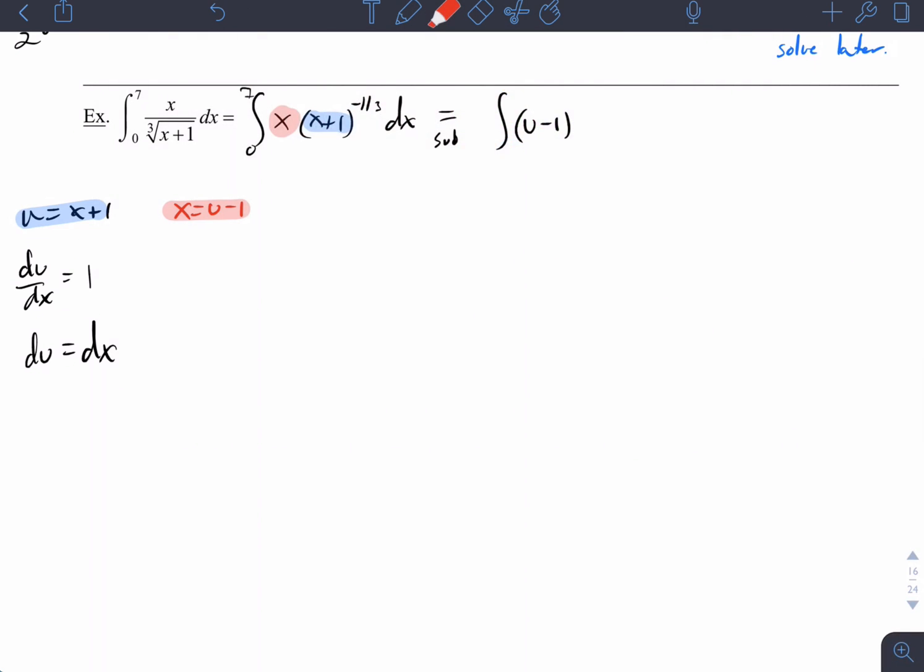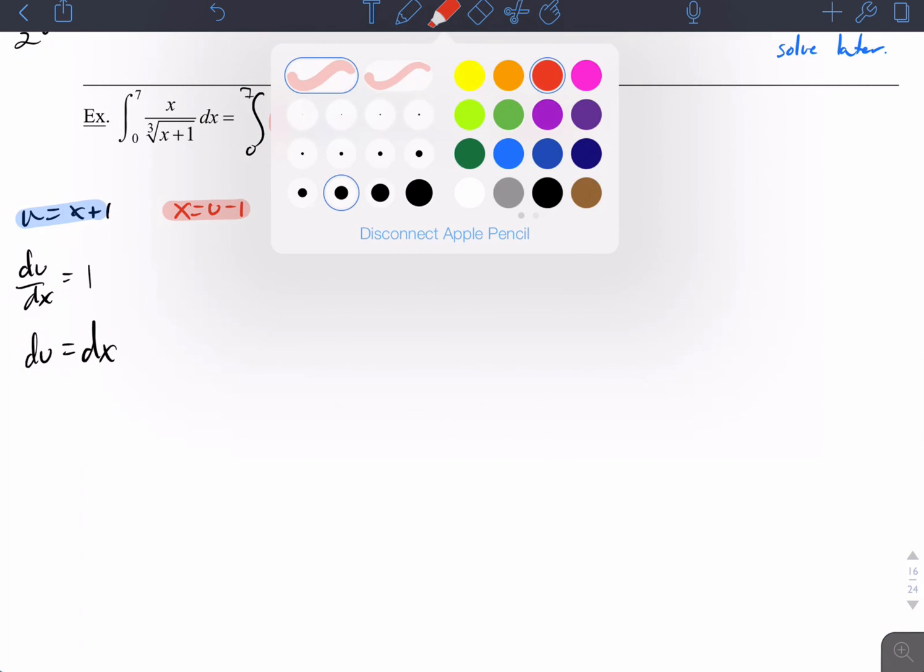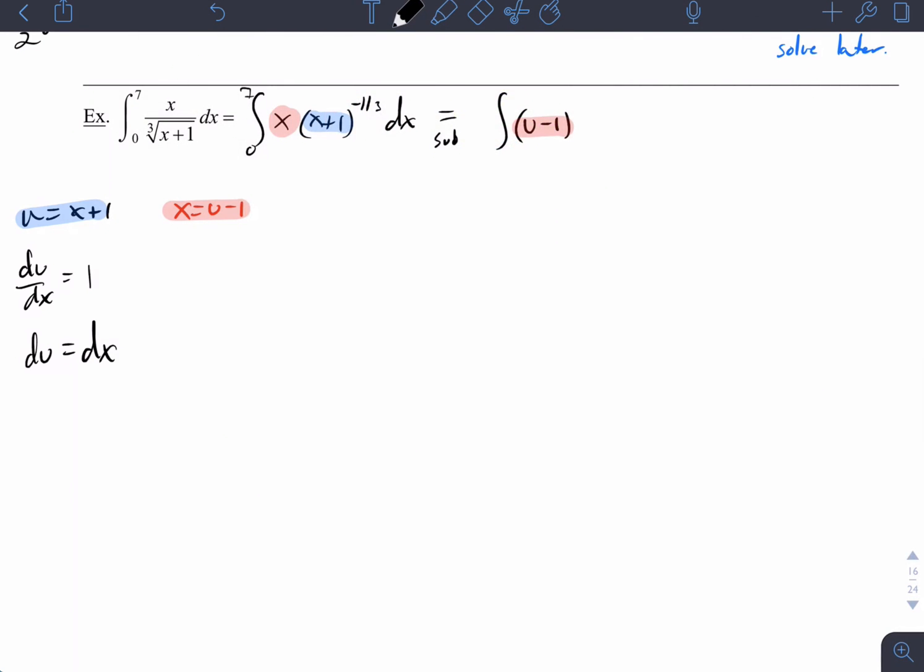And so we can see it here. Here's your red, and what I'm about to write will be in blue. So this is going to be u to the negative 1/3 du. New limits. So this is u equals 7 plus 1, which is 8, and u equals 0 plus 1, which is 1. So from 1 to 8. Notice the new limits are important.